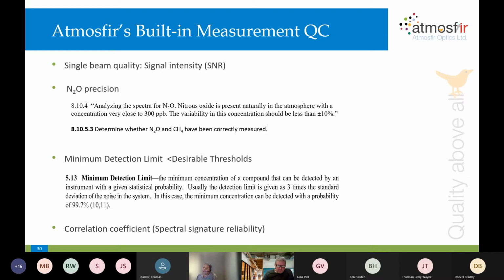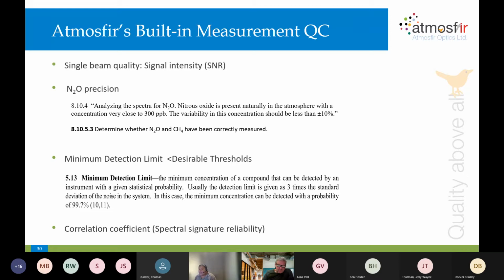So with every measurement, we do a quality assurance and we measure the nitrous oxide, and the concentration should be plus or minus 10% of the global concentration. In the 90s, it was 300. Today it is 330.